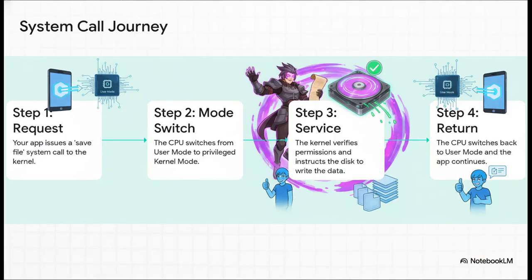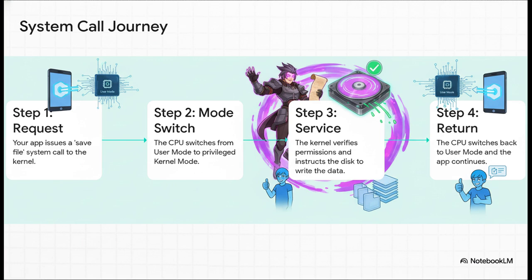So let's trace the journey of a system call to see how this actually works. Let's say you're saving a file. Step 1, you hit save. Your app immediately sends a save file system call to the kernel. Step 2, this is the magic part. The computer's CPU literally switches from the restricted user mode to the all-powerful kernel mode in an instant.